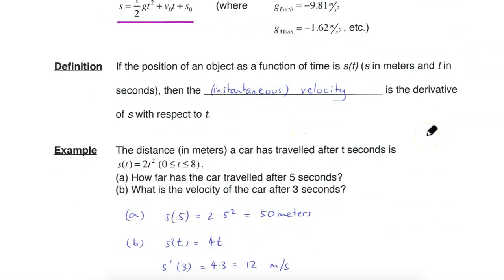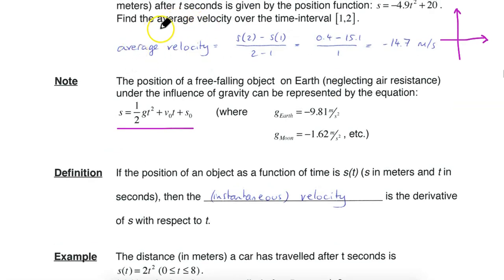Now, when we do calculus, we're going to be focusing on the instantaneous velocity, how fast something is moving at an exact moment in time. If the position of an object as a function of time is s of t, so if you know the function of the position, then the instantaneous velocity is the derivative of that function with respect to t. When we just say velocity, we mean instantaneous velocity. The one we always emphasize is if we talk about average velocity. But if we don't say average or instantaneous, then it means instantaneous.